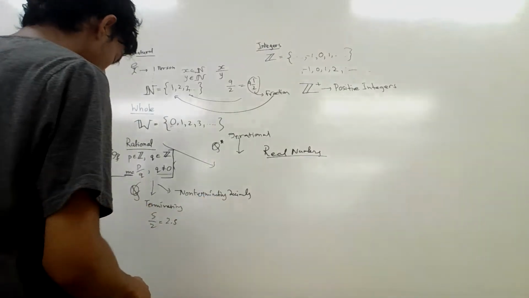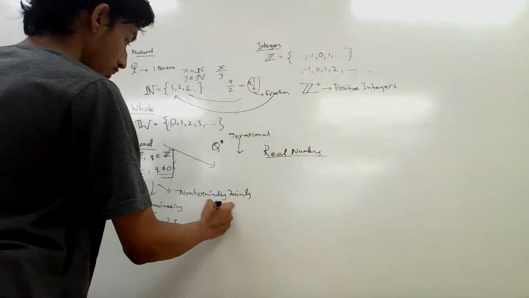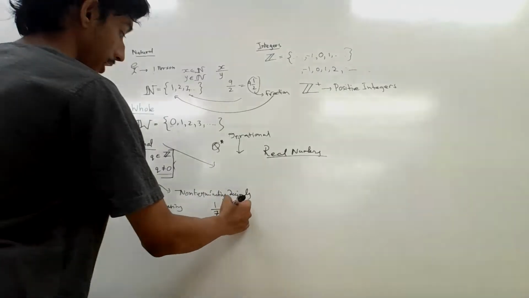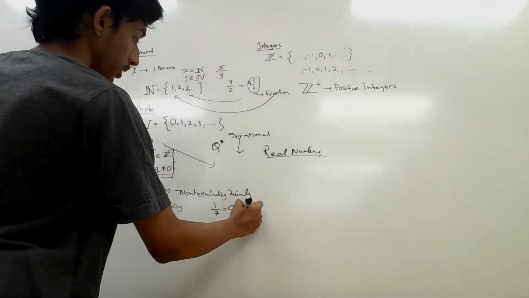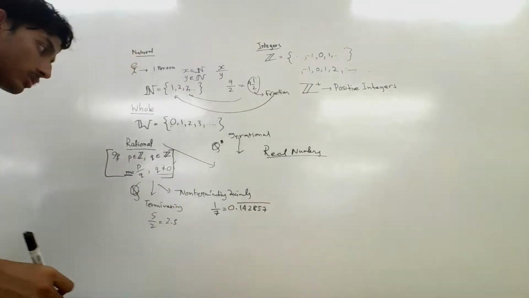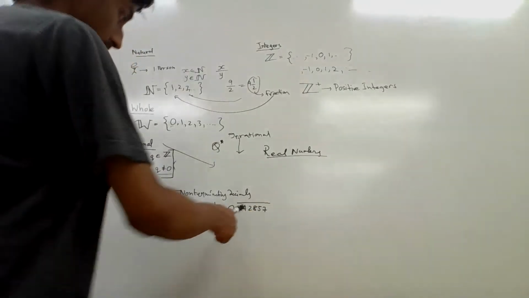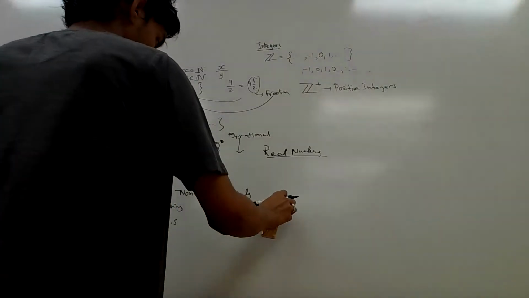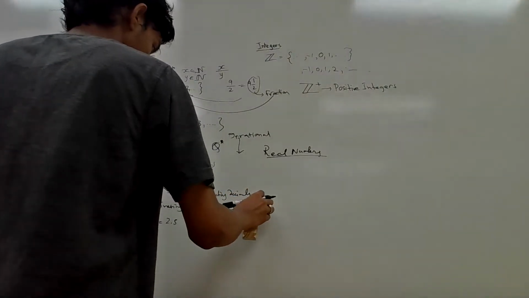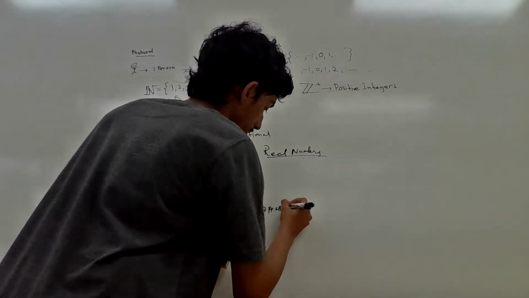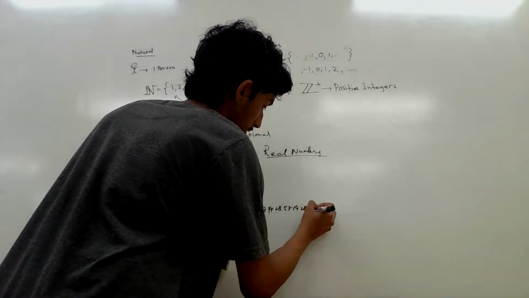Non-terminating ones are, for example, 1 by 7. This gives you a value of 0.142857, and this block repeats. So that is non-terminating. It will go on. This value will keep on going: 142857, 142857, and so on.